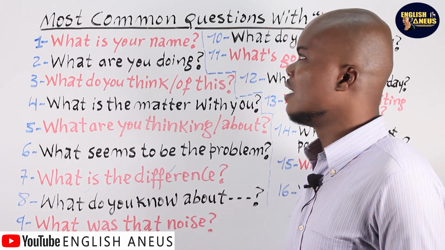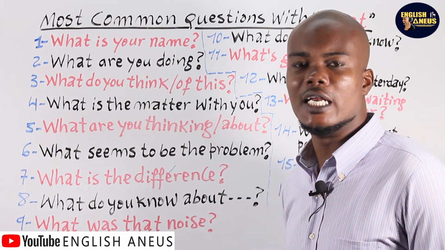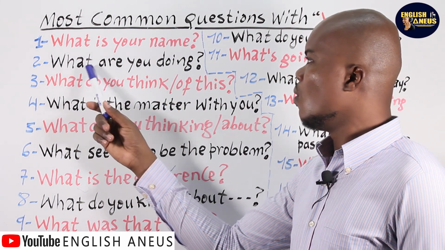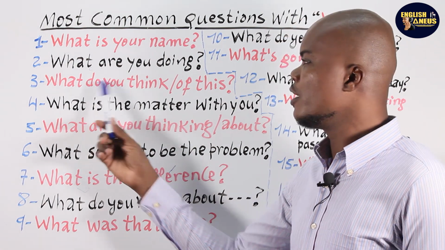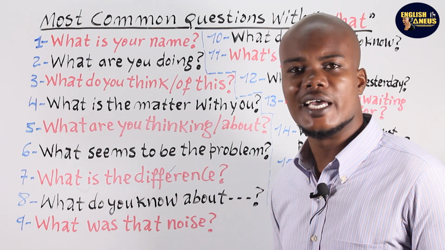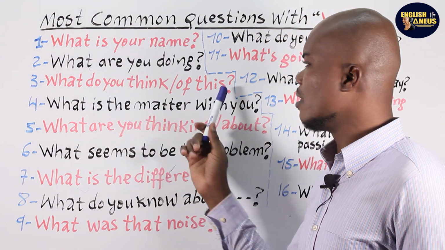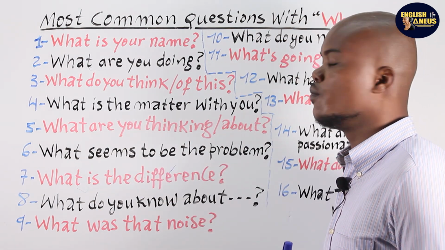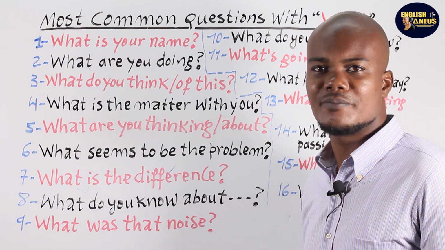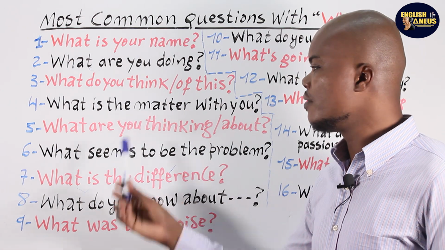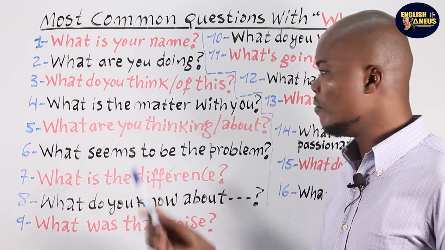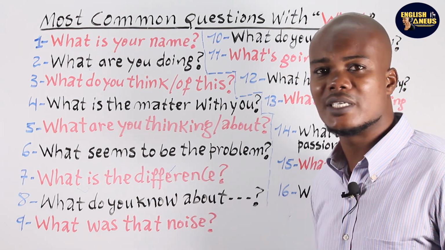The first sentence, what is your name? What are you doing? What do you think? What do you think of this? What is the matter with you? What are you thinking about?